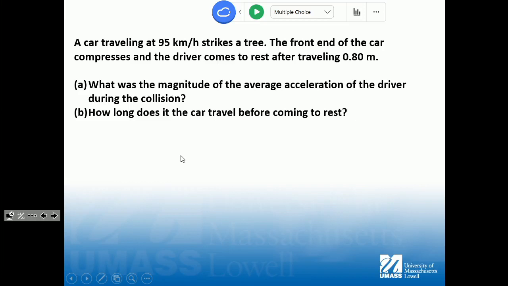Sorry? If they crumple, you won't? Yes, that's kind of true. So the whole idea with a car crumpling is to extend the time of the collision.